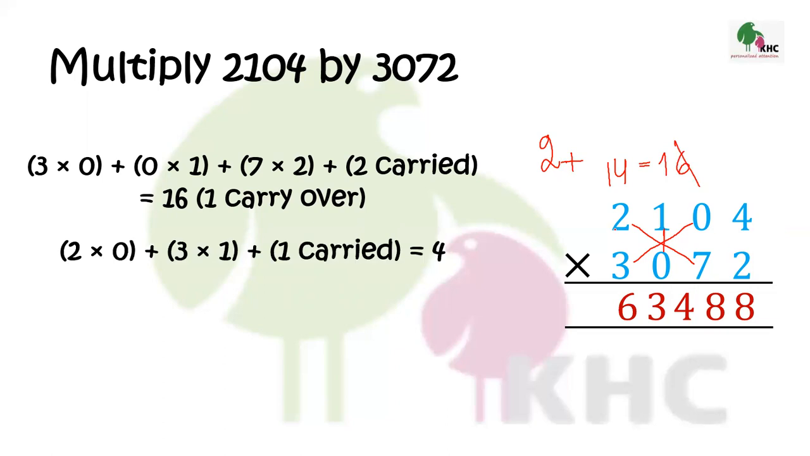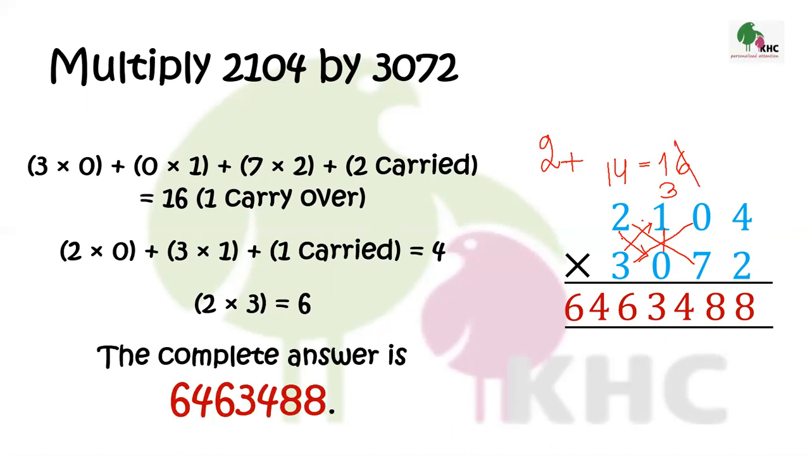Now you cross multiply 2 with 0, the answer is 0. 3 times 1 is 3, you're carrying 1, so you write down 4. Finally, the last step is to vertically multiply the thousands digit. That's 3 times 2, which is equal to 6. Write it down, and that's your final answer. That's a complete answer, the product of the given two numbers.